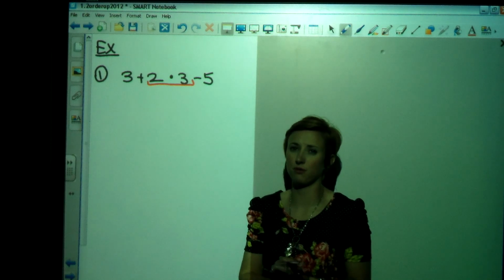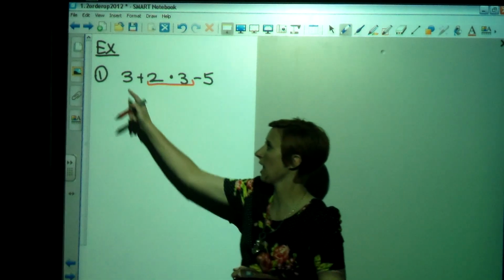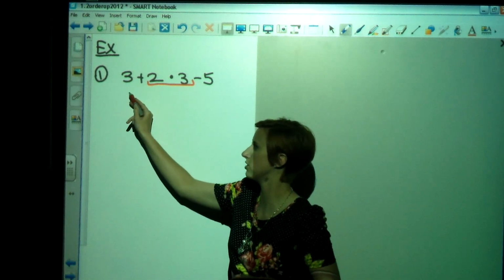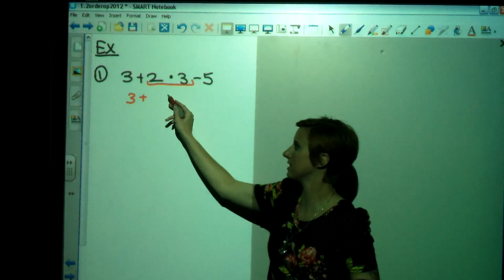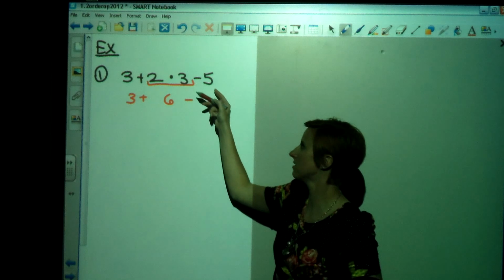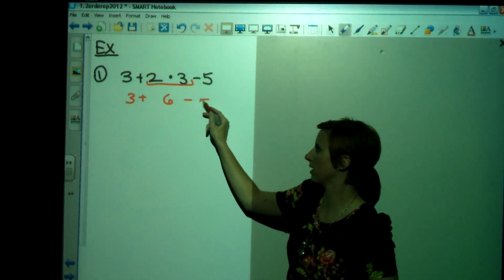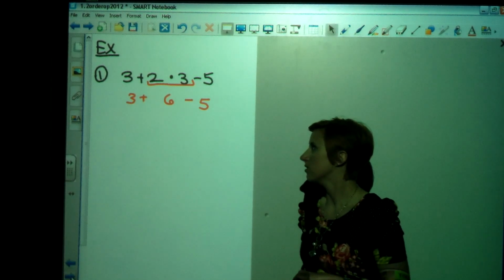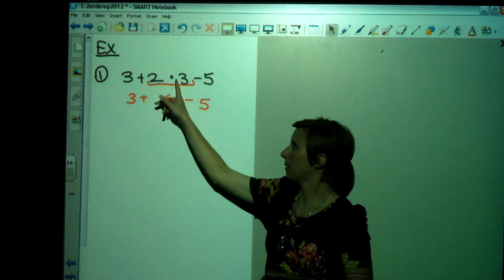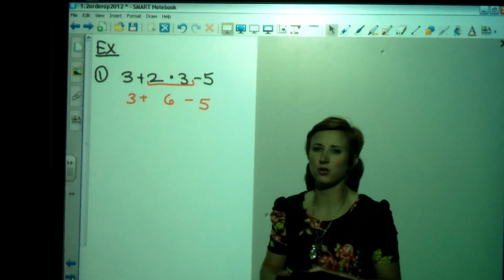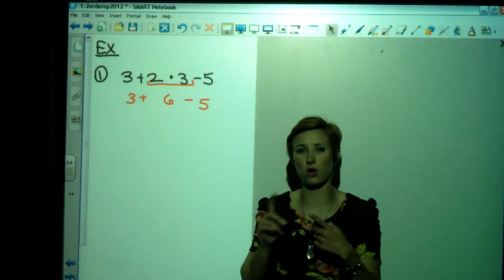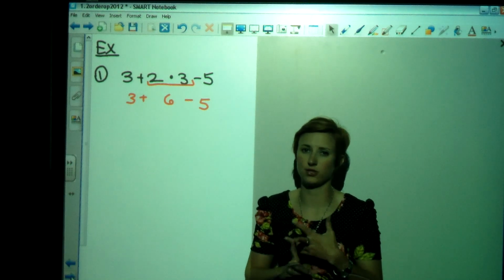So I'm going to have to perform that operation first. So nothing happens to this 3 or the addition. It just drops down, 3 plus. I do 2 times 3 is 6. Minus 5 drops down as well. So I've done my multiplication. We have no division. So we move on to our 4th and final step to look for addition and subtraction.